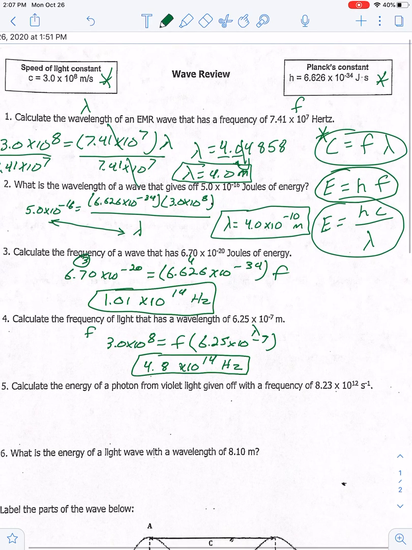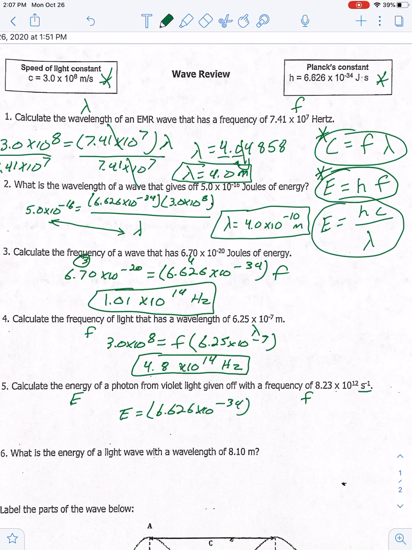Number 5, calculate the energy. So that means we're looking for E from the violet light given off with a frequency of 8.23 times 10 to the 12th. Okay, so all this inverse seconds is the same thing as saying hertz. That's just another unit for frequency, so don't get hung up on that. Okay, so we know F and we're looking for E. So that means we're going to be using E equals H times F. Okay, so E I don't know, so I'm going to leave it as E. H, 6.626 times 10 to the negative 34 times my frequency, which is 8.23 times 10 to the 12th.